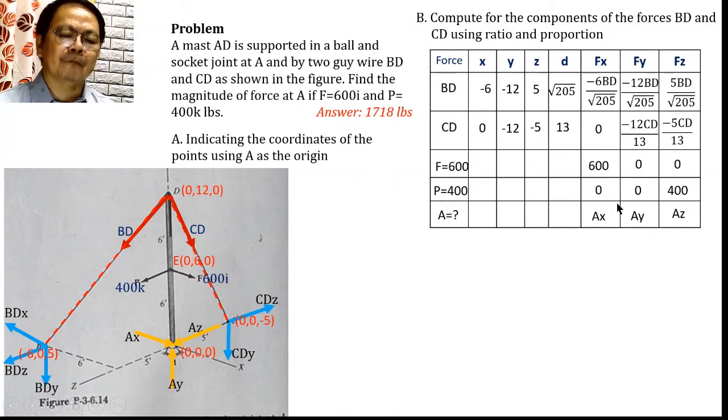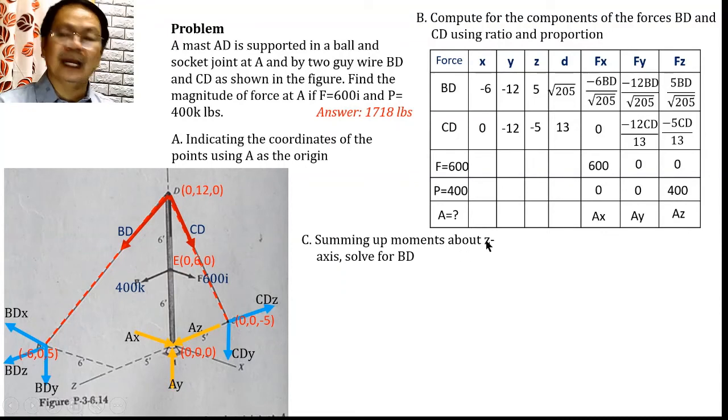So, ibig sabihin yan, okay, before we can sum up force along X, we need to solve for BD. Eh, nasan yung BD? Ito yung BD, di ba? Ito yung BD. So, kailangan makapag-formulate tayo ng equation na ang present lamang ay ang BD. In other words, we should be formulating an equation that, okay, CD shall be eliminated plus, okay, those components at A.